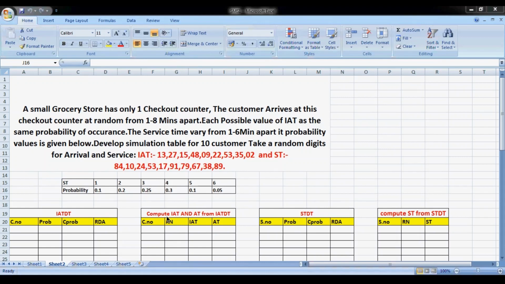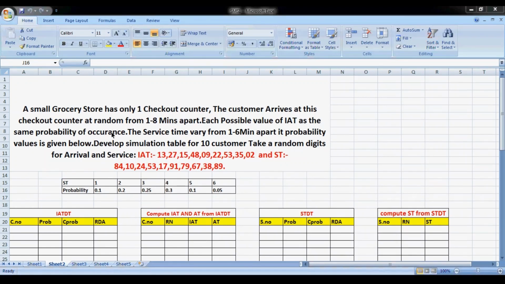Video class, we are discussing a problem on a single channel queuing system. Let us consider a question. A small grocery store has only one checkout counter. The customers arrive at this checkout counter at random from 1 to 8 minutes apart. Each possible value of inter-arrival time has the same probability of occurrence.